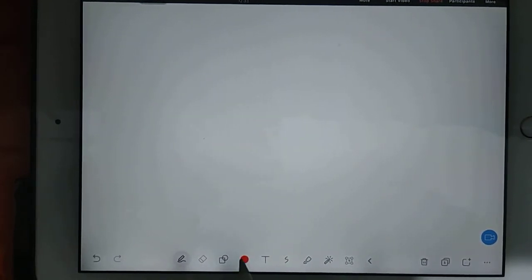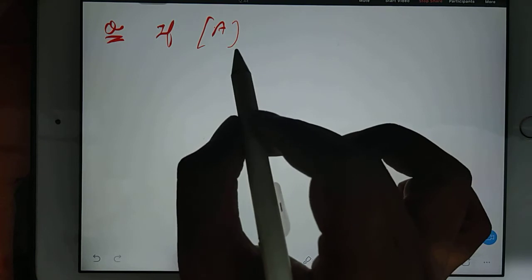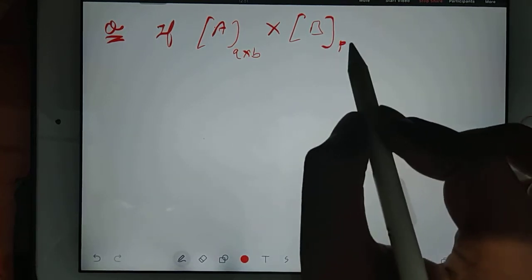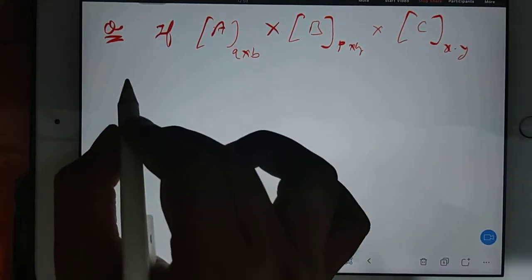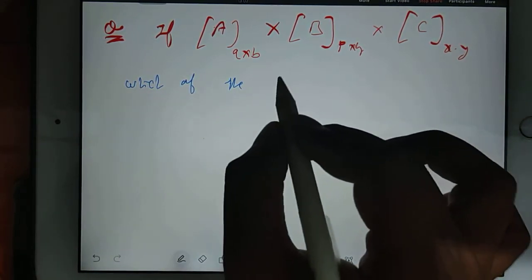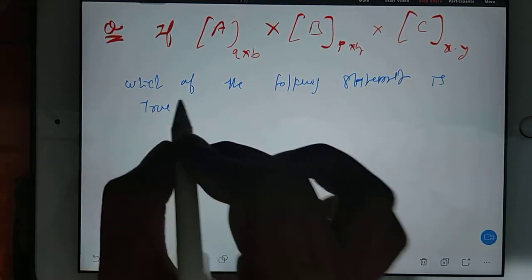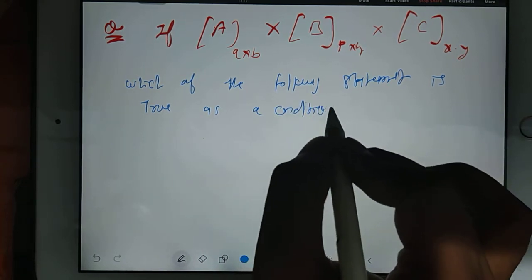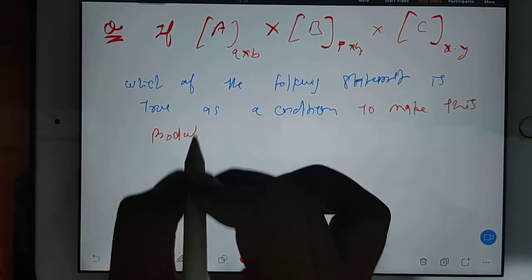Let's do this question. If A, here you have order A into B, we are multiplying with B, here we have order P into Q, and multiplying with matrix C, here we have order X into Y. So which of the following statements is true as a condition to make this product possible?